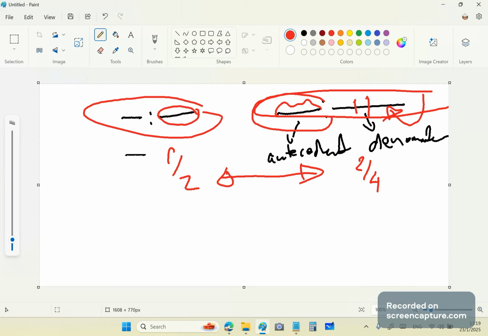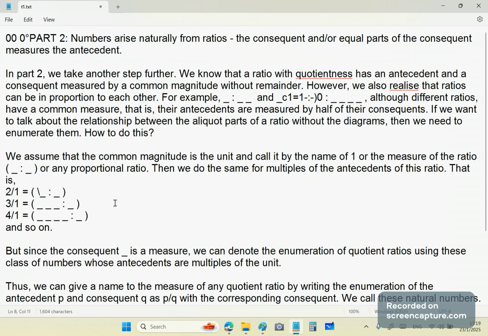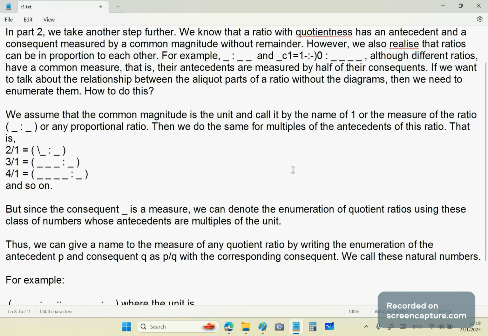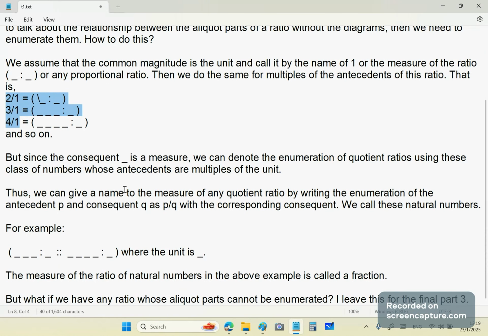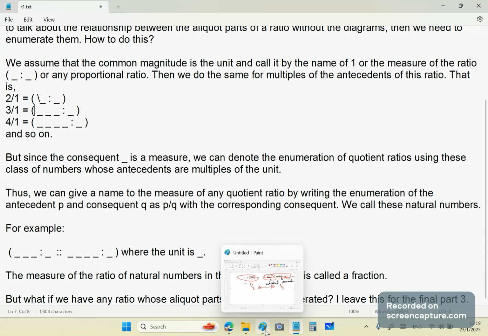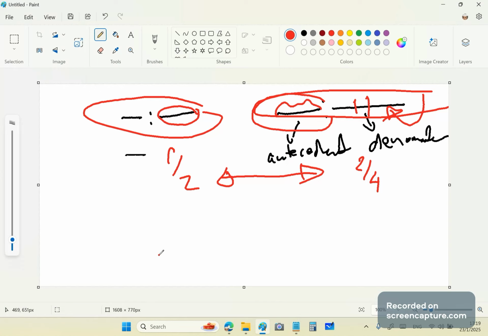We just treat it as an abstract size, and we treat its equal parts as abstractions as well. Okay, so since we are able to name these numbers, we can now enumerate the consequents and the antecedents, using this class of numbers, which we call multiples of the unit, or those that are taught to you by your idiot professors as natural numbers.